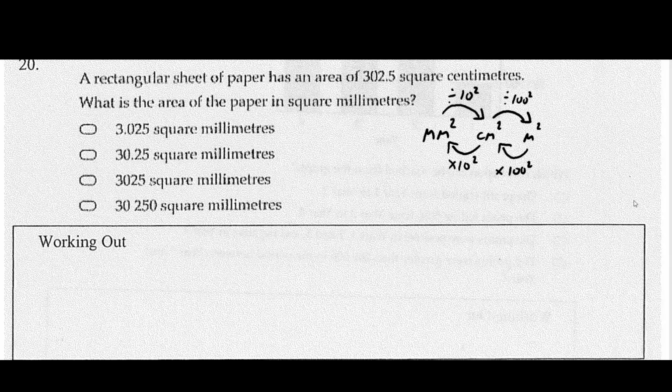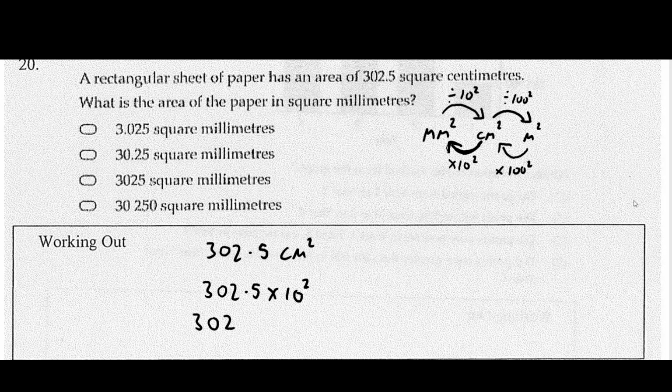Okay, a rectangular sheet of paper has an area of 302.5 square centimetres. What's that in square millimetres? So we're going this way, following this arrow, square centimetres to square millimetres, we times by 10 squared. So it's 302.5 times by 10 squared. So what we would type into our calculator is 302.5 times by 10 to the power of 2.